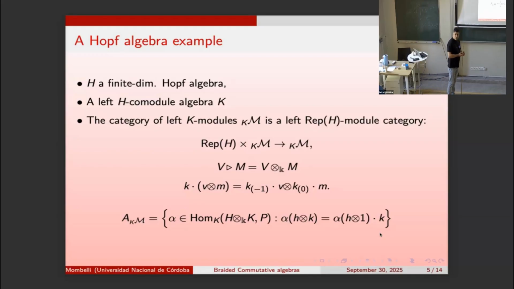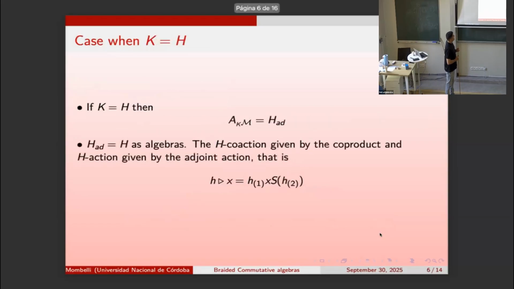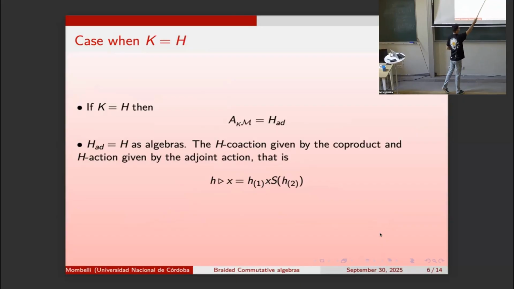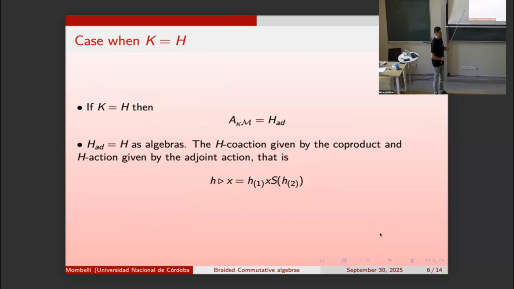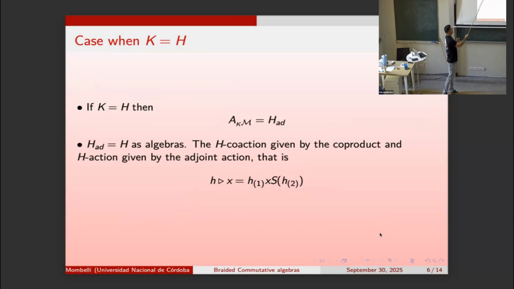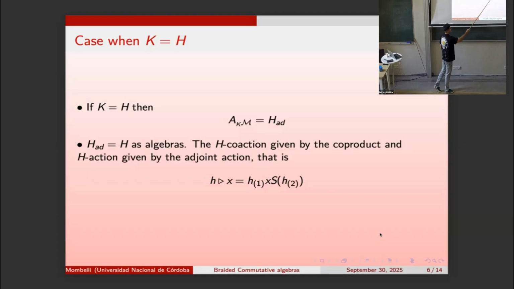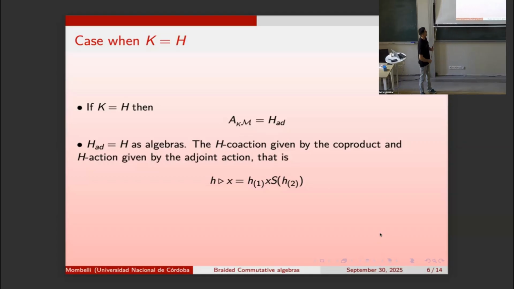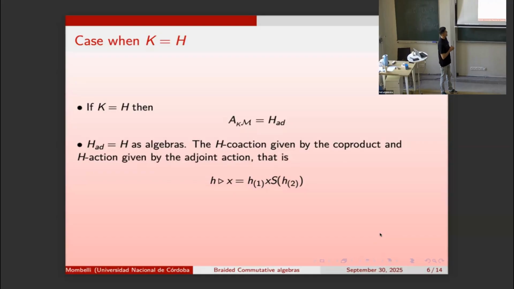So it is a comodule and satisfies an extra condition. Some particular cases of this is when you take K equals H. So the algebra is the adjoint algebra of H, that is the same vector space as H and the same product as H, but it has a different H coaction that is given by the adjoint coaction. Here S is the antipode of the Hopf algebra H.